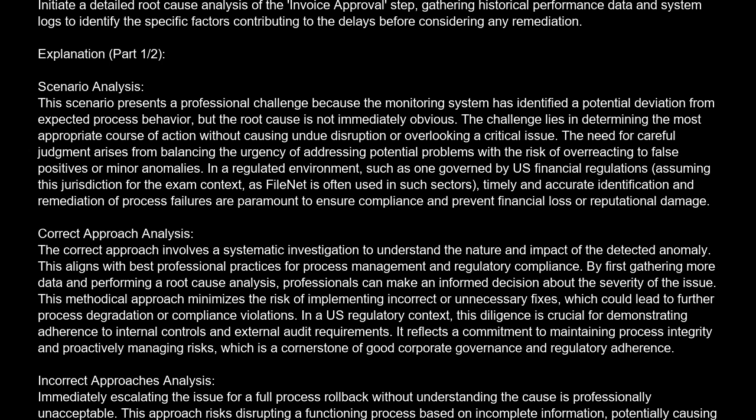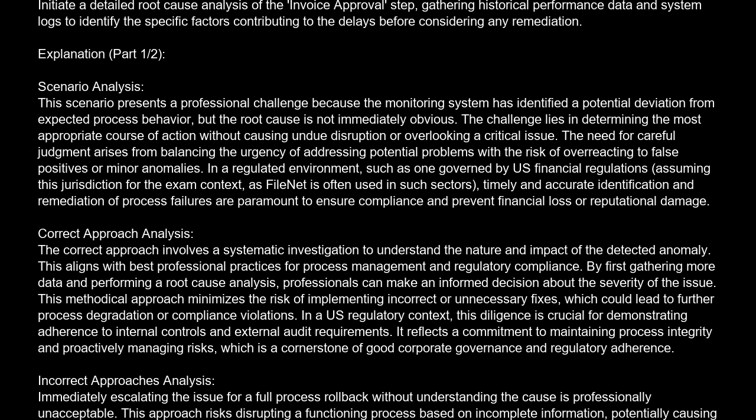By first gathering more data and performing a root cause analysis, professionals can make an informed decision about the severity of the issue. This methodical approach minimizes the risk of implementing incorrect or unnecessary fixes, which could lead to further process degradation or compliance violations.